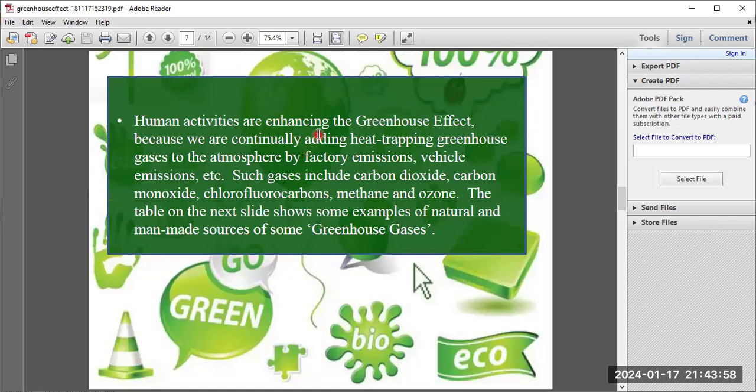Human activities are enhancing the greenhouse effect because we are continuously adding heat-trapping greenhouse gases, just as we have discussed here. Such gases include carbon dioxide, carbon monoxide, chlorofluorocarbon, methane, and ozone. These are some examples of the greenhouse gases which are causing the greenhouse effect. The table on the next slide shows some examples of natural and man-made greenhouse gases.